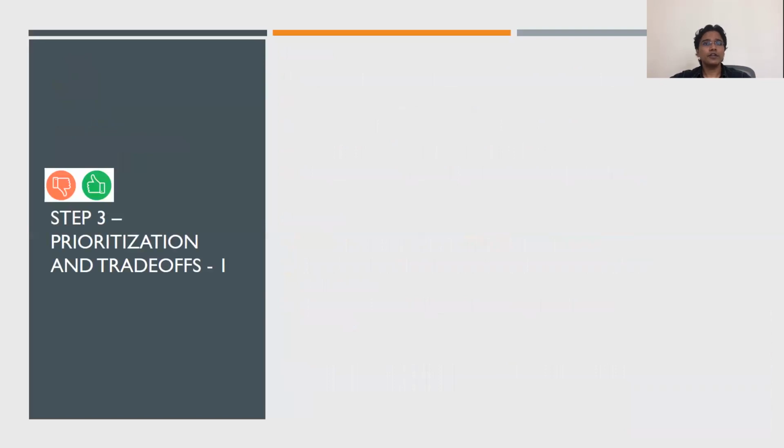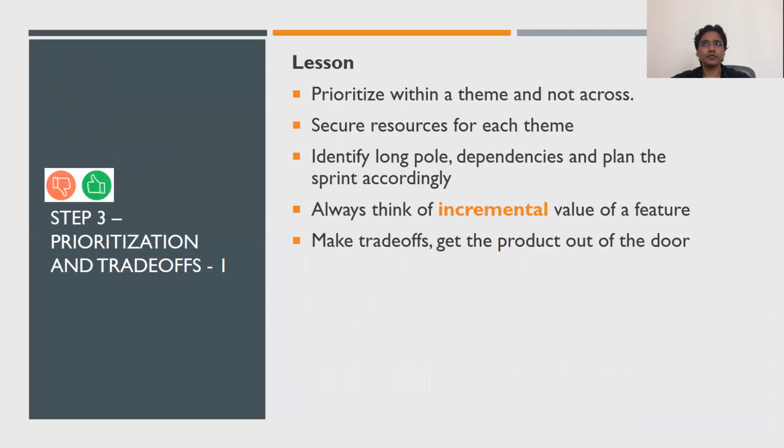So the prioritization and trade-offs. Yes, this is a very interesting step. So how do we prioritize? As a PM, I usually prioritize within the theme and not across the themes. We'll get to this in the next slide where you will see an end-to-end example. You want to really secure the resources for each of the themes. So in step one, we discussed that you want to have all these 5 themes for this particular product, and they're important. So it means you want to have resources for each of the themes.